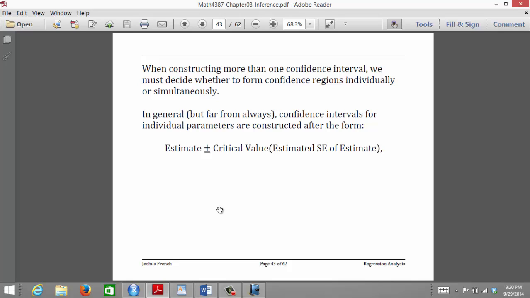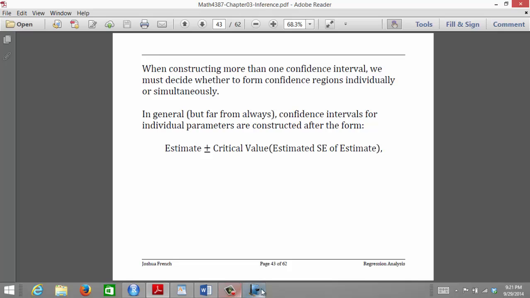So when we have more than one confidence interval, which should occur anytime we have more than one population parameter, we have to decide whether we should construct our confidence regions individually or simultaneously. An individual confidence interval has a confidence level related only to that particular parameter. And if you look at the joint or simultaneous confidence level of your confidence intervals, then it's actually going to be less than that.